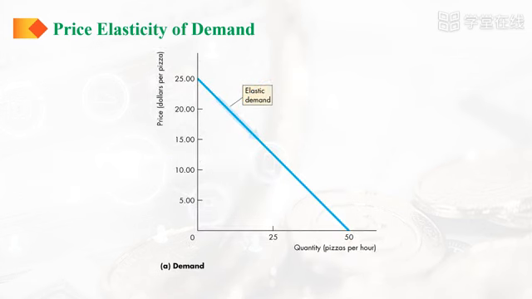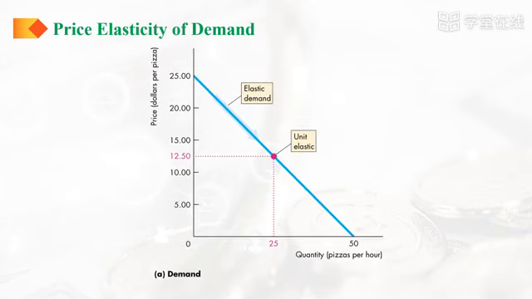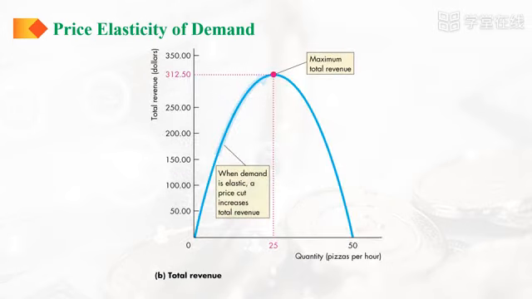At $12.5 a pizza, demand is unit elastic and the total revenue stops increasing. At 25 pizzas an hour, demand is unit elastic and the revenue is at its maximum. As the price of a pizza falls from $12.5 to 0, the quantity demanded increases from 25 to 50 pizzas an hour. Demand is inelastic and the total revenue decreases. As the quantity increases from 25 to 50 pizzas an hour, demand is inelastic and the total revenue decreases.